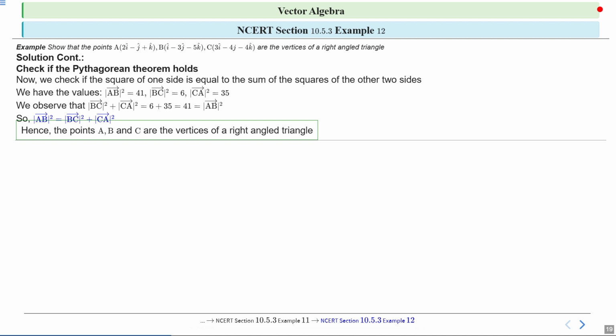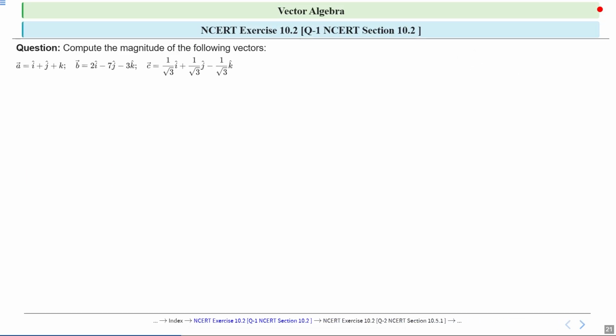Right. Hope it's clear to all. Now let's see exercise 10.2. Now NCERT exercise 10.2 question number 1.